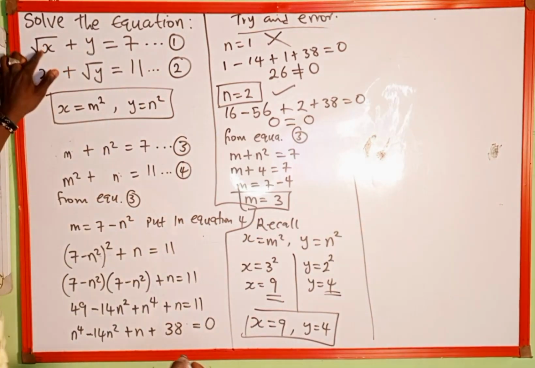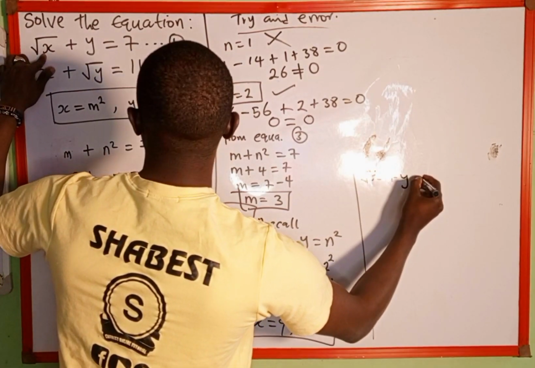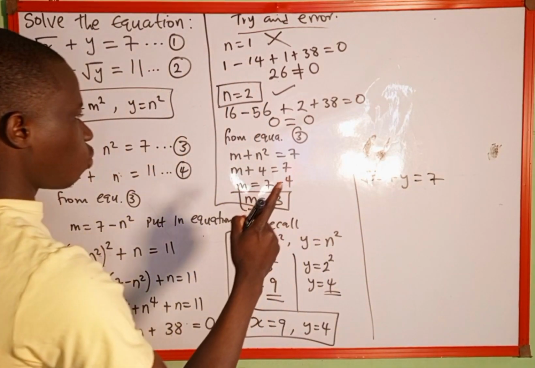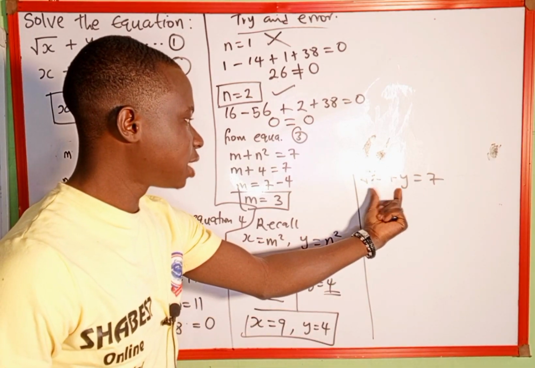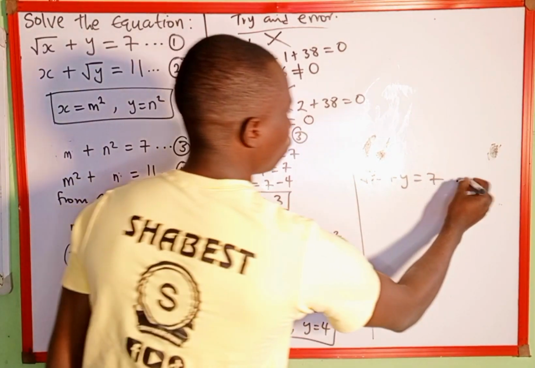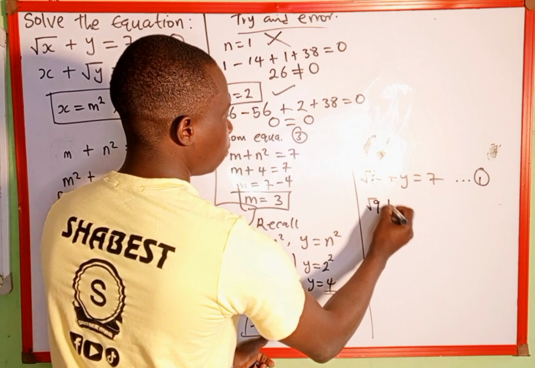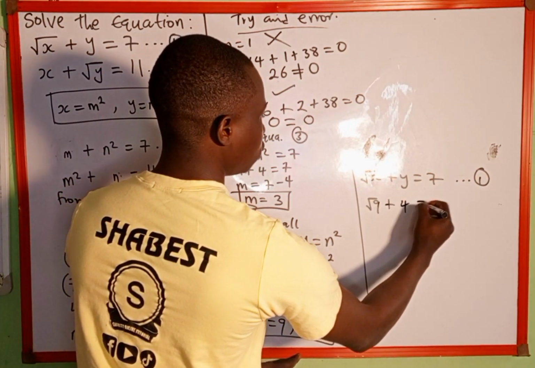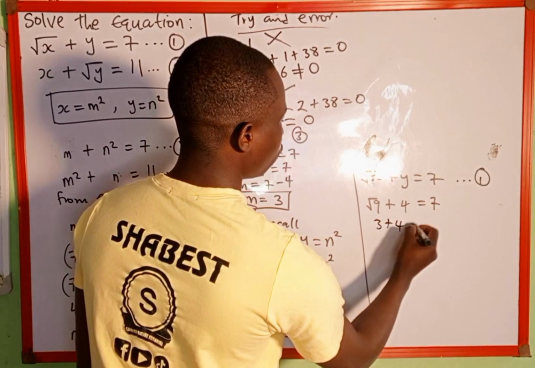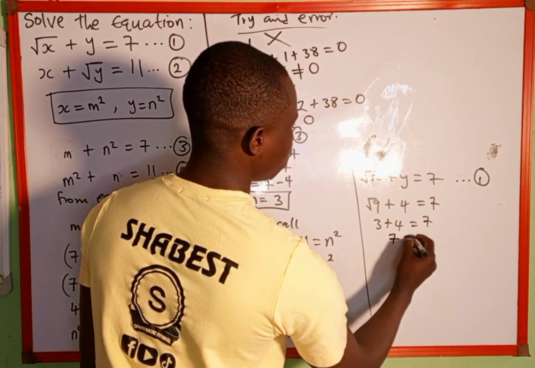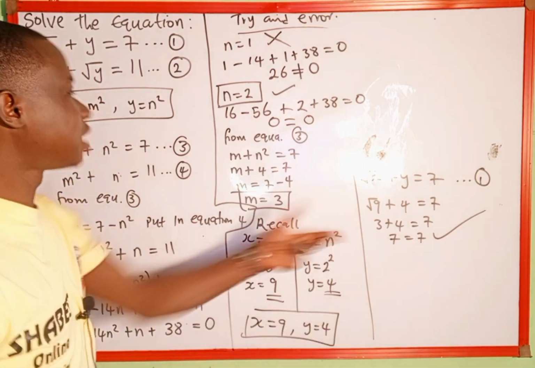So from the equation, we are given that square root of x plus y is equal to 7. Equation 1. So let's plug in x is equal to 9 and y is equal to 4, and see whether the left hand side is going to be the same as the right hand side. This is from equation 1. So square root of, what is x? We solved x to be 9, plus, what is y? y is the same as 4, which is equal to 7. 9 is a perfect square. What is square root of 9? It is 3. 3 plus 4 is equal to 7. What is 3 plus 4? 7 is the same as 7. So that means x is equal to 9 and y is equal to 4 satisfy the first equation.